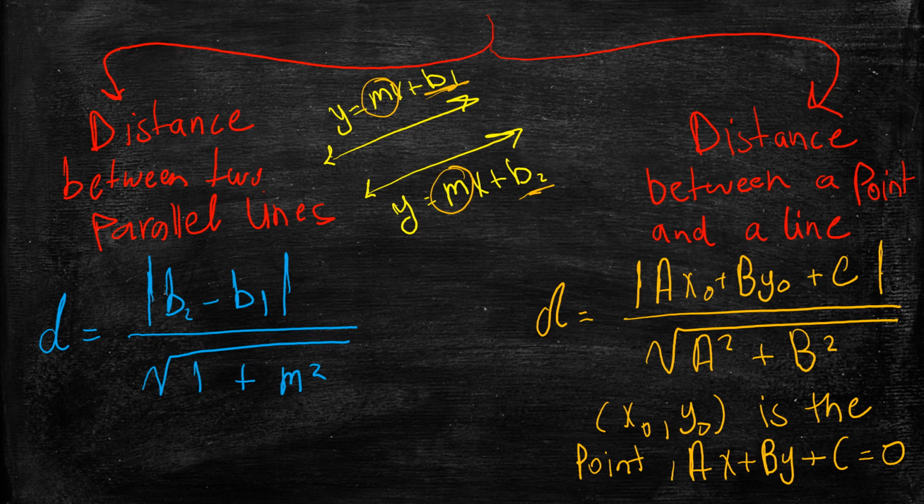It is very important to notice that if you want to use the first formula, the line should be written in slope-intercept form. But for the second formula, the line should be written in standard form. So let's try to apply these two formulas. Let's have an example.